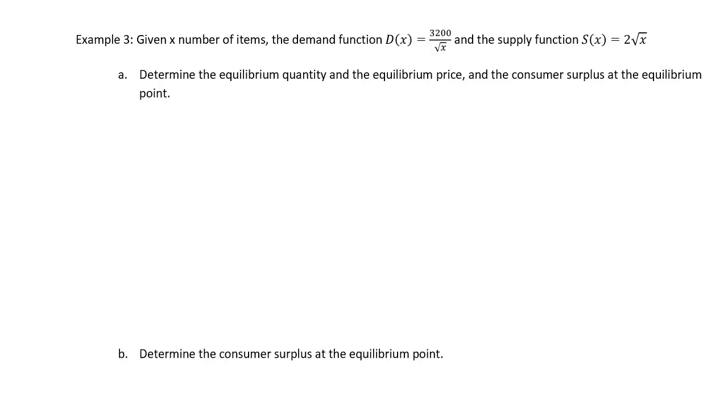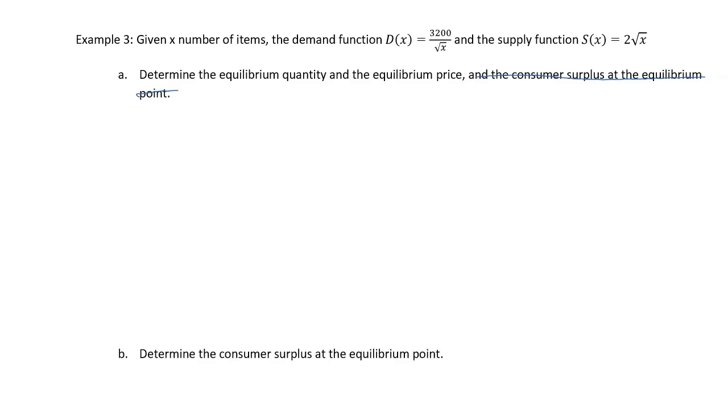Okay, this problem says, given X number of items, the demand function D of X equals 3,200 over the square root of X, and the supply function S of X equals 2 times the square root of X. Part A says determine the equilibrium quantity and the equilibrium price. And then I'm going to cross this off because this is actually question B. Okay, the equilibrium point.